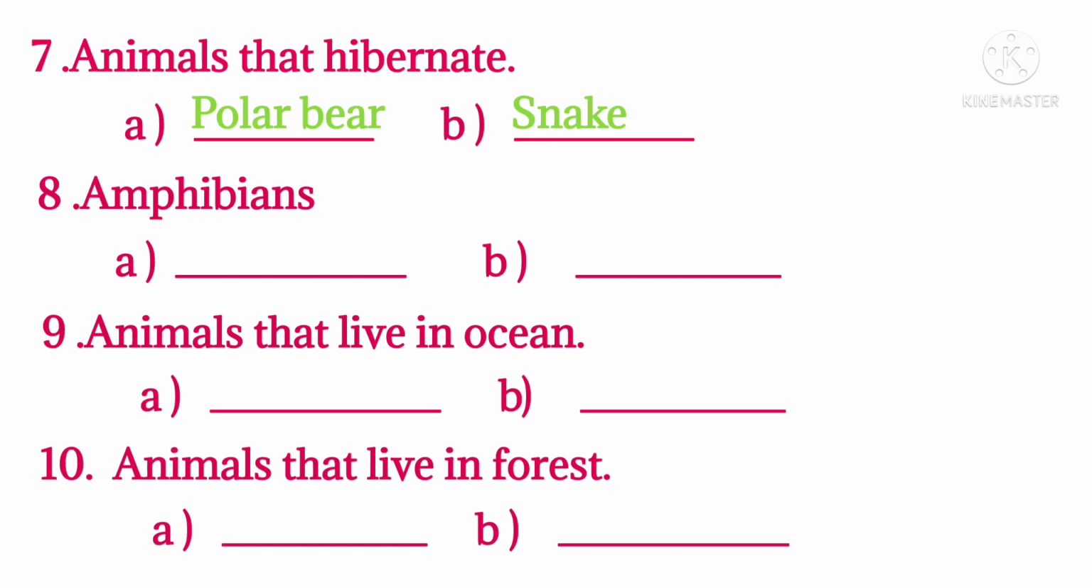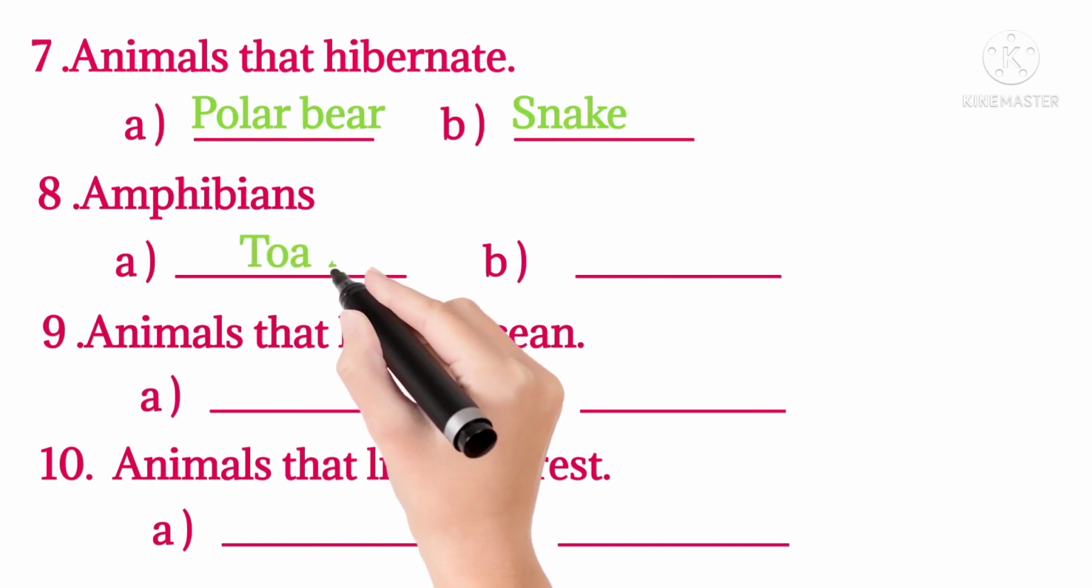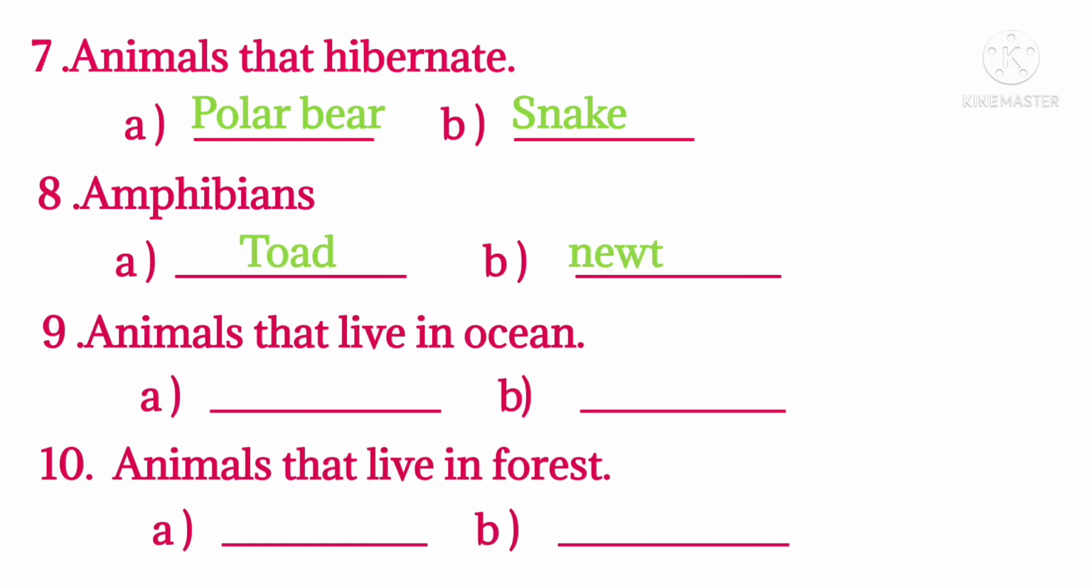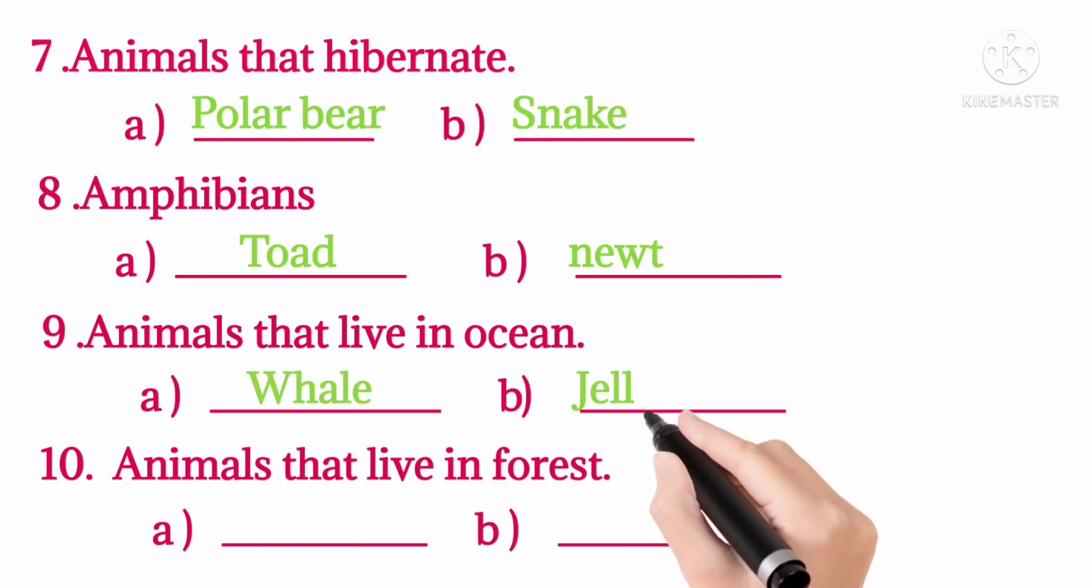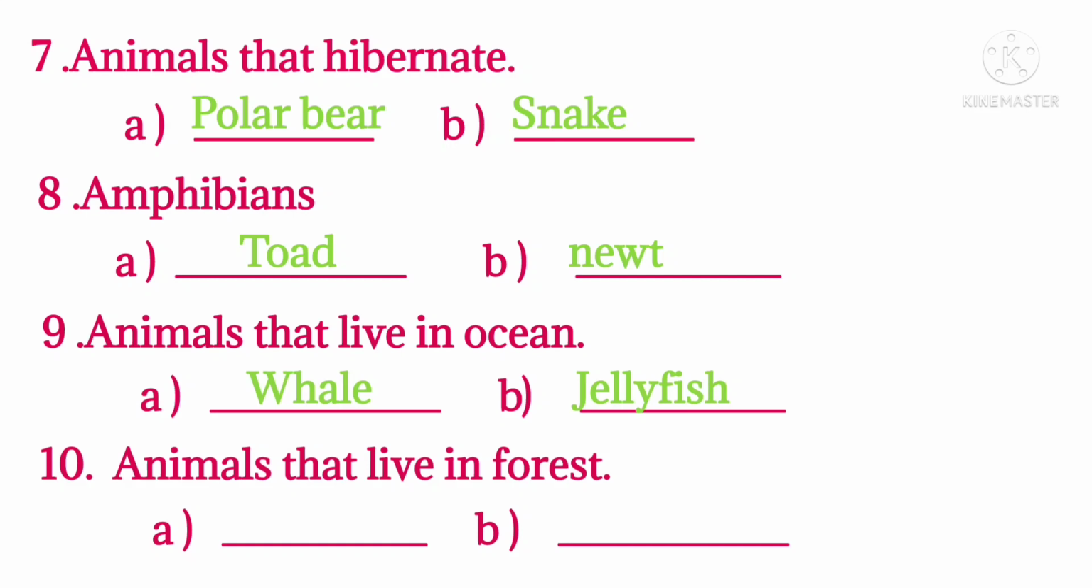Next, amphibians. We already discussed that. Examples: frog, toad, salamander, etc. 9. Animals that live in ocean. Some aquatic animals live in freshwater. Here, animals that live in ocean: whale, jellyfish, etc.